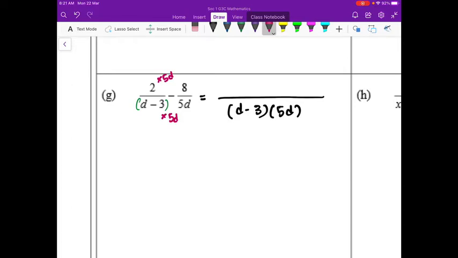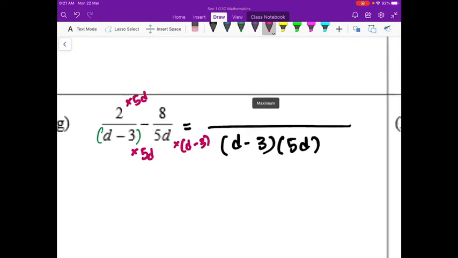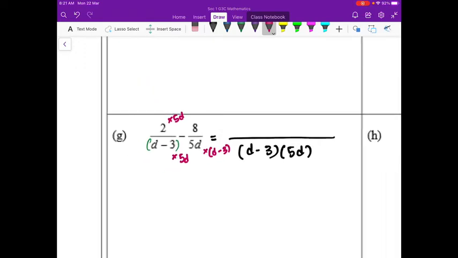Now in the second fraction, our current denominator is 5d. I need to make the denominator the same, so I need to multiply by d minus 3. And notice that I put brackets for the d minus 3. So likewise, in the numerator, multiply by d minus 3. Because I'm not just multiplying by d and then the result minus 3. I'm multiplying by the entire d minus 3.